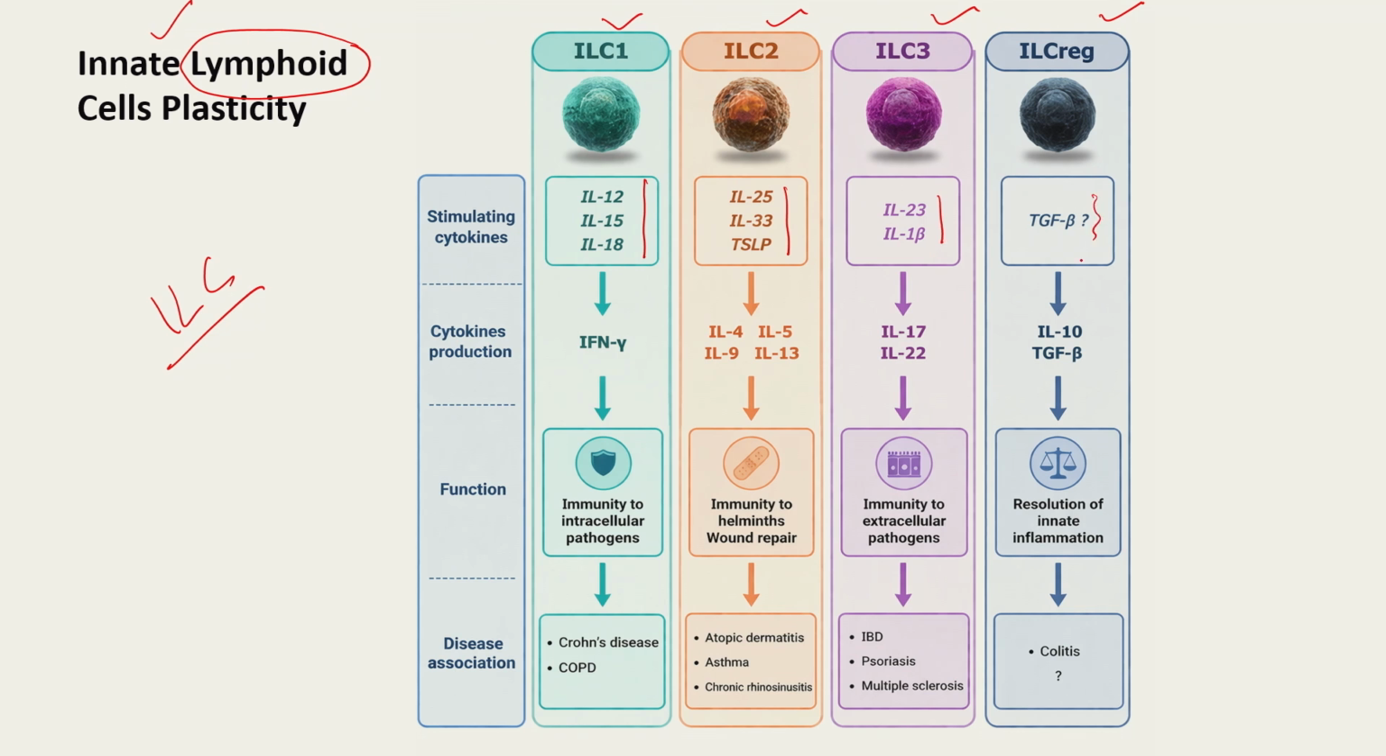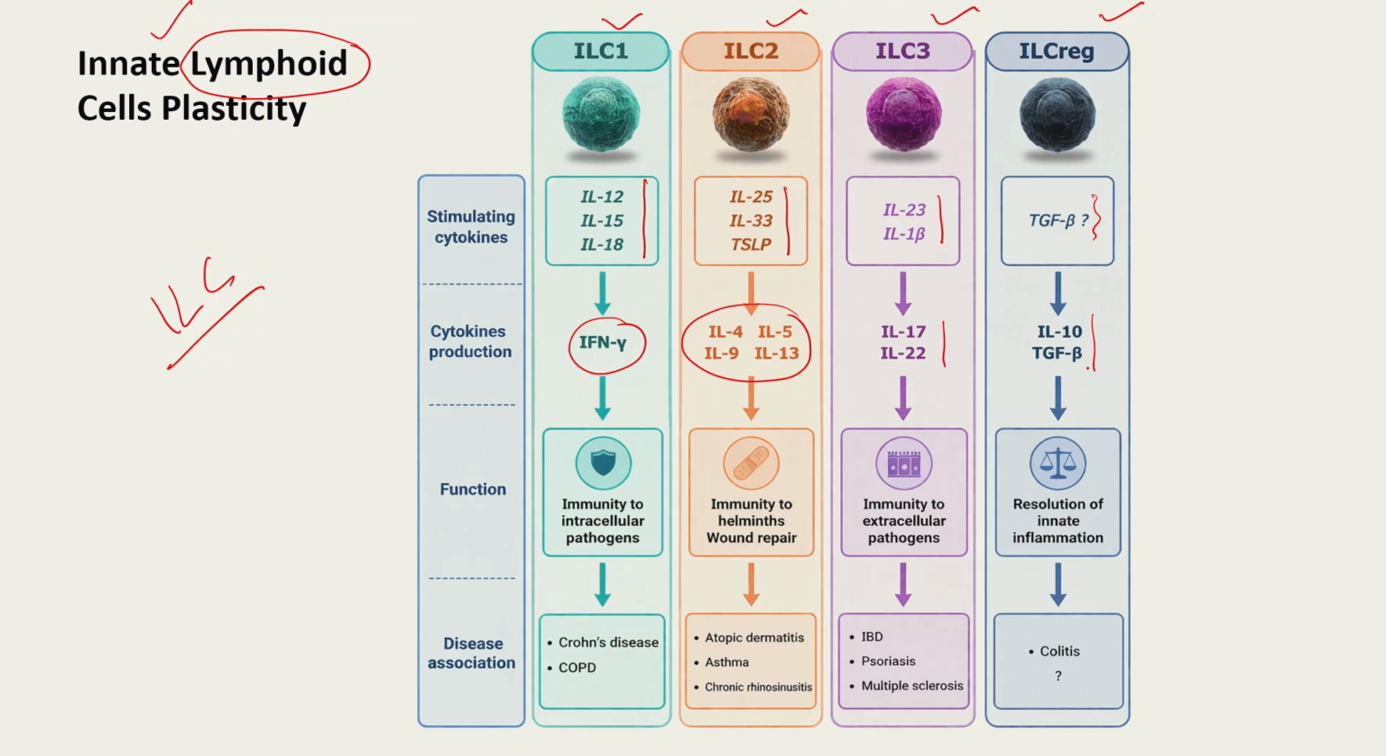Of course we don't know exactly which cytokine does this, but ultimately interferon gamma is produced by ILC1, while IL-4, 5, 9 and 13 are secreted by ILC2, and IL-17 and 22 by ILC3. So we can see that these are exactly along the same lines as what we discussed in the T helper cell.